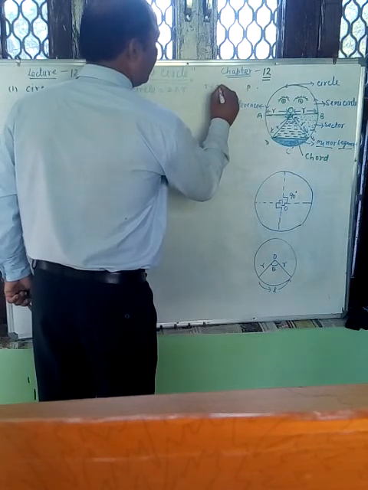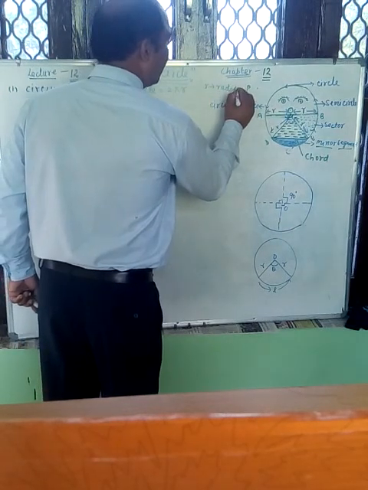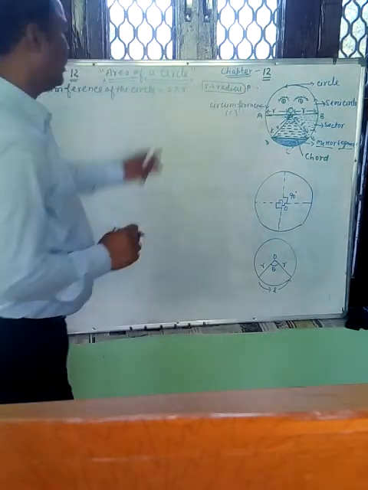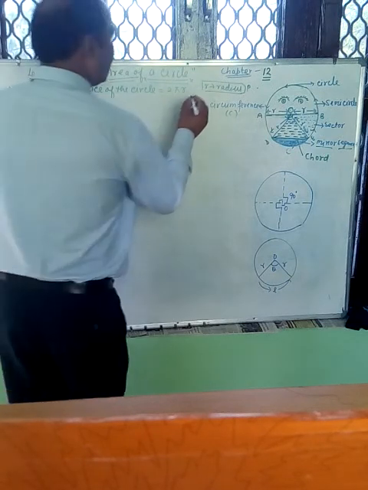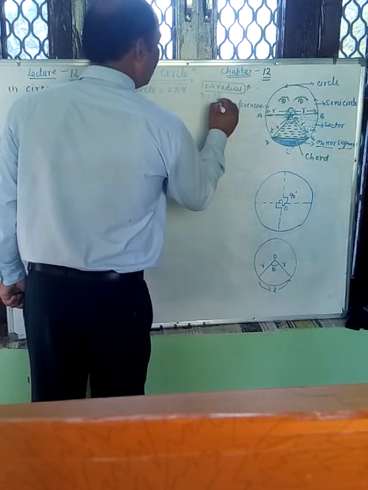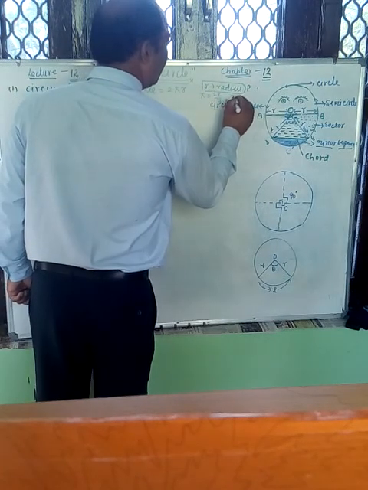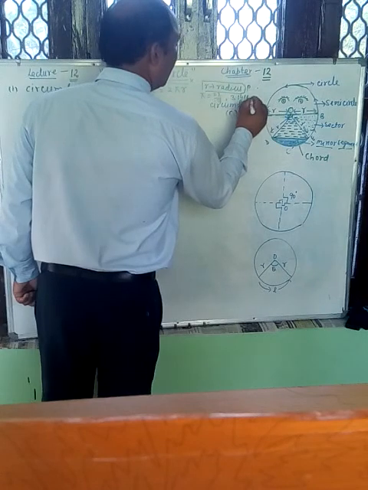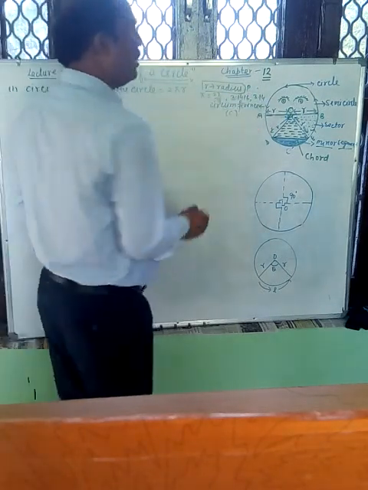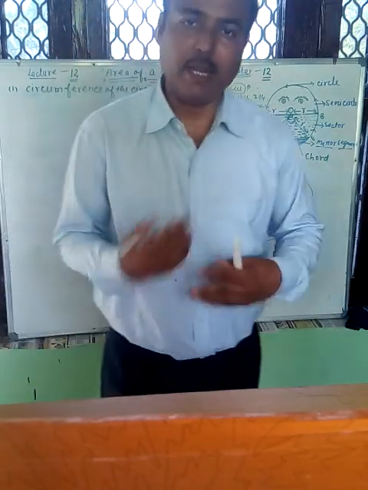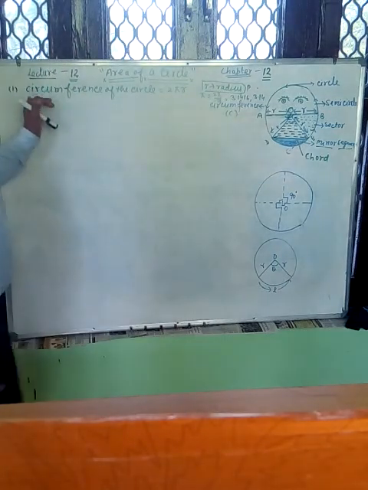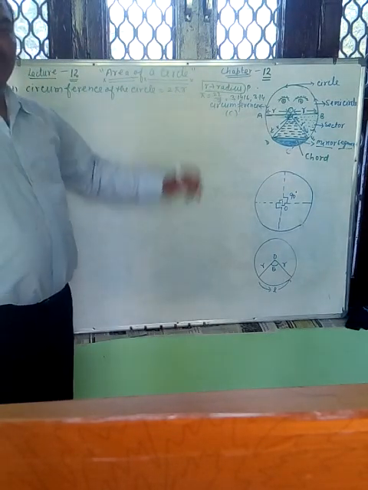This small r is the radius, and pi is sometimes taken as 22/7, or somewhere 3.1416 and 3.14. Any one of them, according to the conditions, we can apply. Now, this is the first formula. Circumference of the circle is 2 pi r.